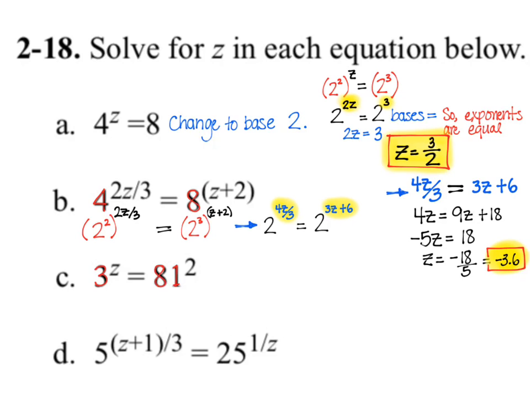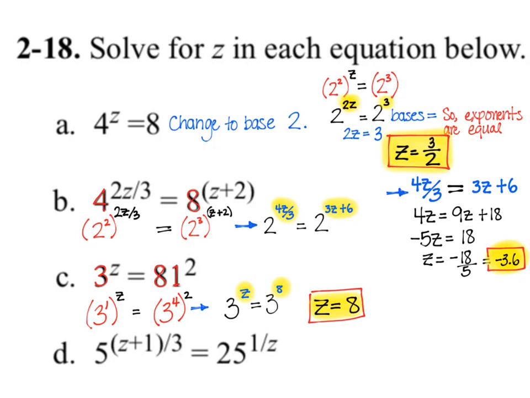In problem C, I have a base 3 and a base 81, and I can write those both as base 3 numbers. Well, 3 is already a base 3, but 81 is 3 to the 4th. And so I now simplify those exponents. Their bases are the same, so their exponents are equal, and we solve.